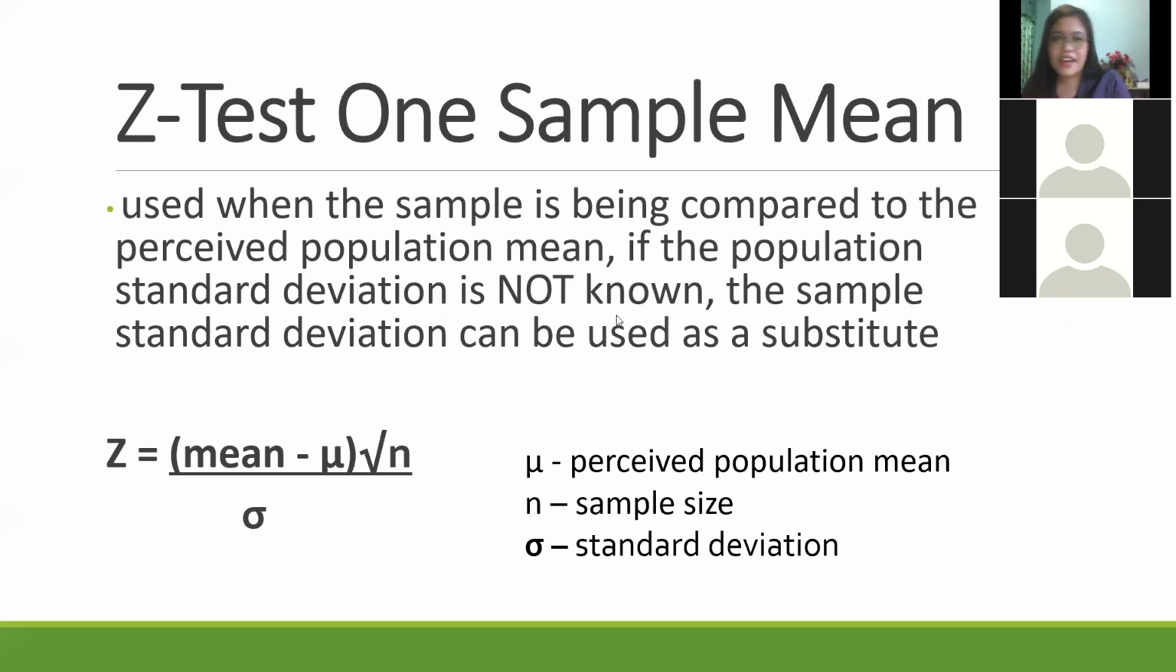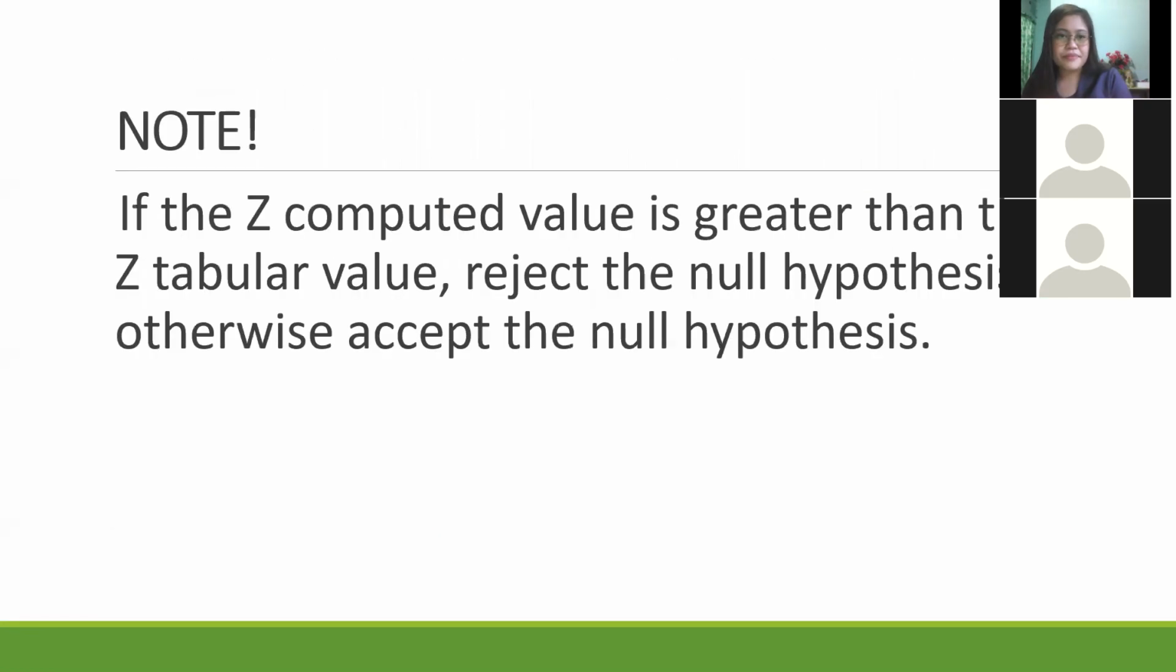This is just a simple computation. All you need to do is to get first the difference between the mean of the sample and the mean of the population. And then multiply it by the square root of the sample size, and then divide by the standard deviation. Do not forget our decision rule here. If the computed z-score is greater than the z-score or the critical value in our table, then you have to reject the null hypothesis. Otherwise, accept the null hypothesis.